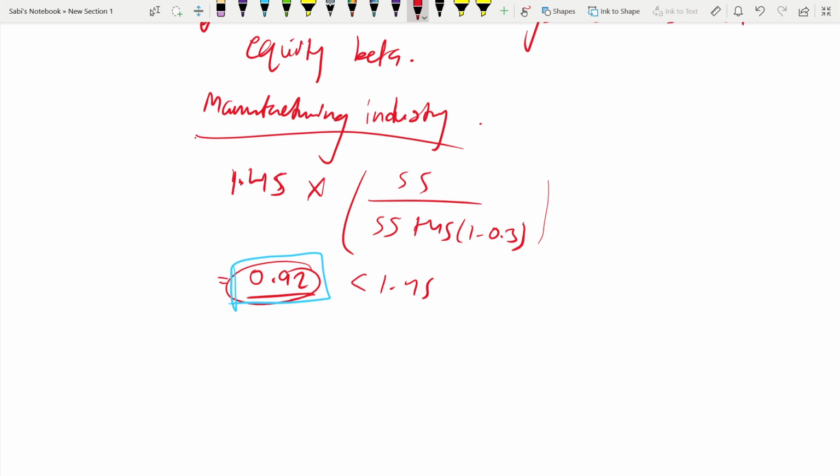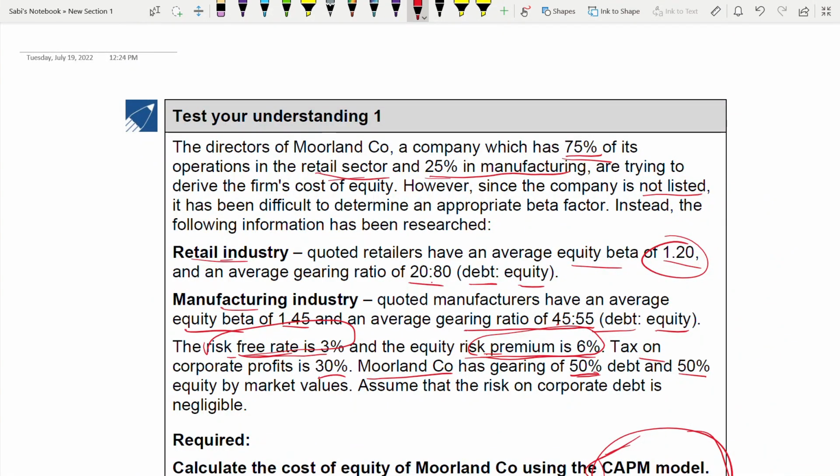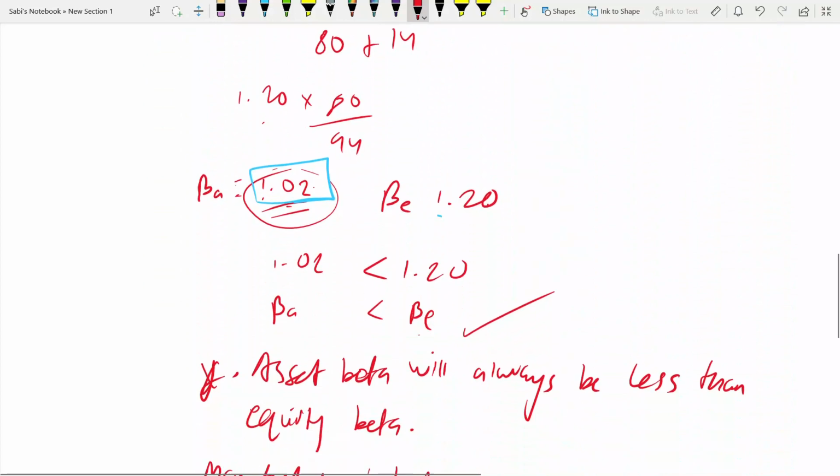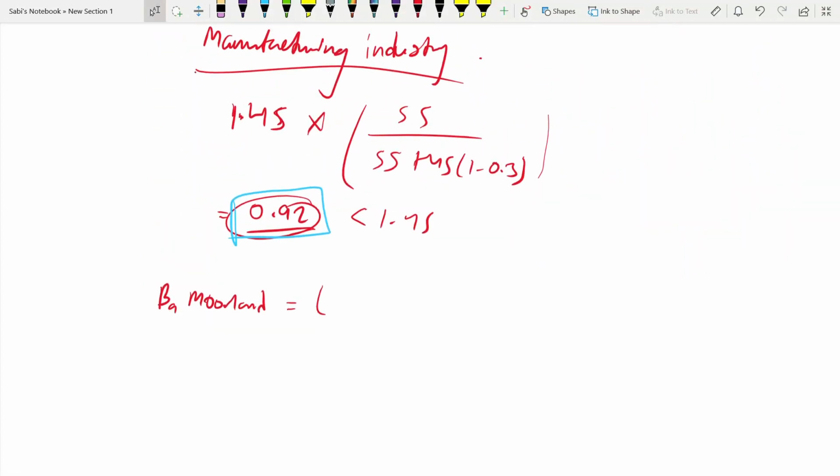Just use the weighted average of these two. That is the asset beta of the whole, because one asset beta only you need for one equity beta. You cannot have two. So use weighted average. The proportion was given in the very beginning: 75% in retail, 25% in manufacturing. Using this proportion, 75 and 25, multiply it with the two asset betas to get one asset beta. This is how you work out when you have two. Sometimes you might have three also, but usually it's two or one.